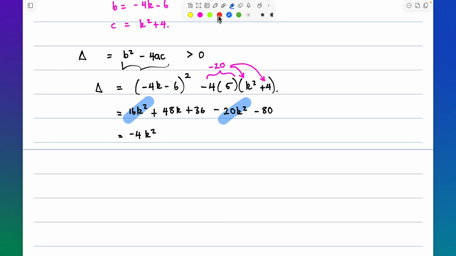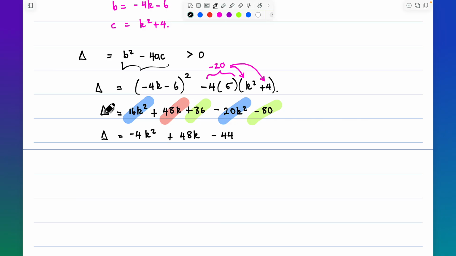The next group is going to be your k's. There's only one of those, so we can just rewrite that as is. That's positive 48k. And then lastly, we have constants. So 36 minus 80. 36 minus 80 gives you negative 44. And this is your determinant, right?